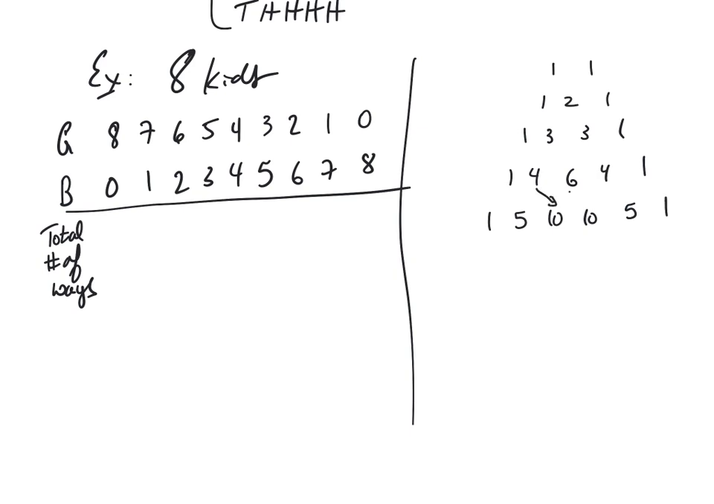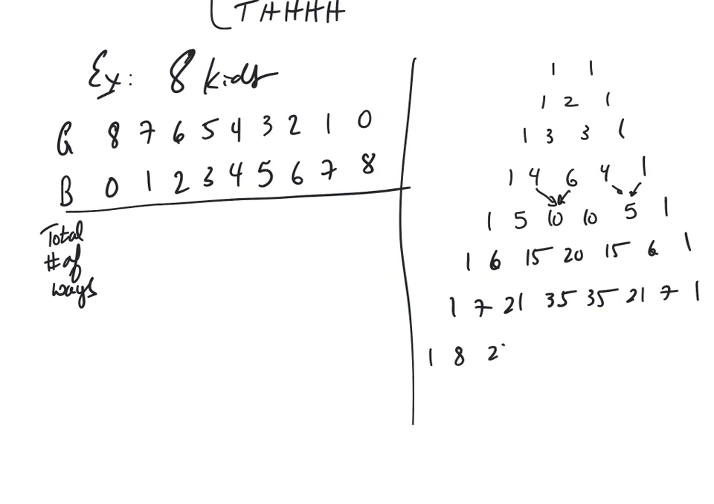Again, just pick one of these. 4 plus 6 is 10. 4 plus 1 is 5. Add the two numbers above. So let me keep going. So this next one, 1 plus 5 is 6, 5 plus 10 is 15, 10 plus 10 is 20, 10 plus 5 is 15, 5 plus 1 is 6, end with a 1. And then my next row would be 1, 7, let's see, 21, 35, 35, 21, 7, and 1. And then finally the 8th row would be 1, 8, 28, 56, 70, 56, 28, 8, and 1.